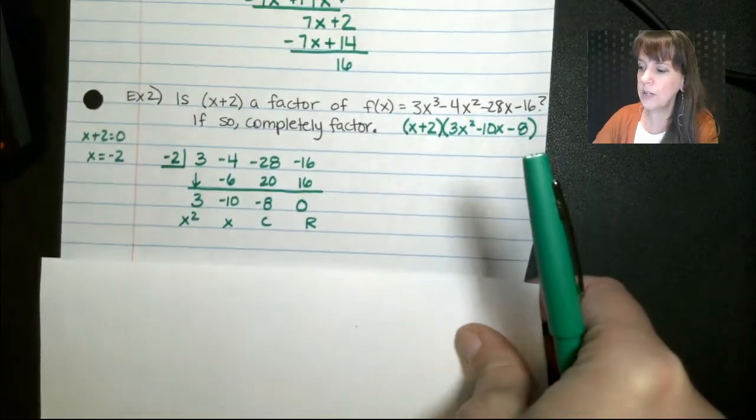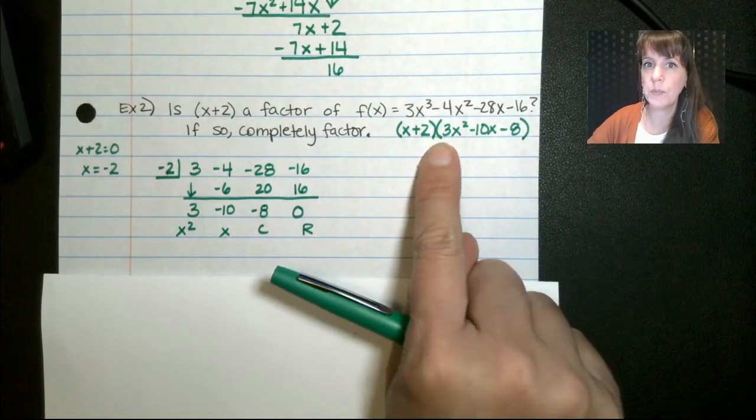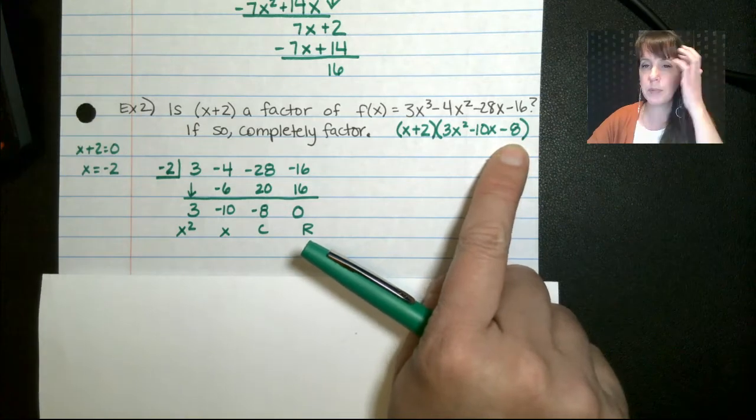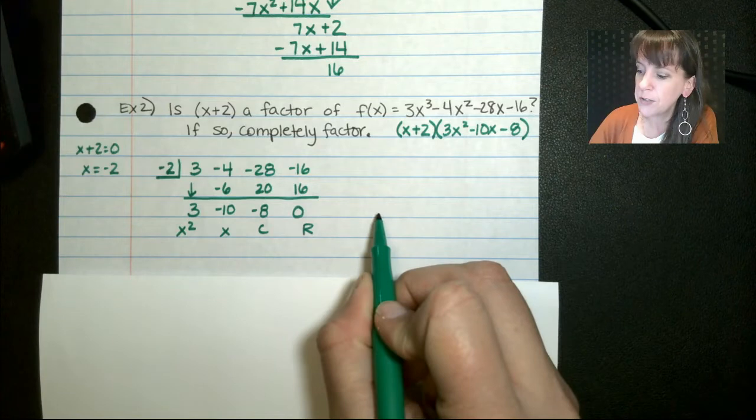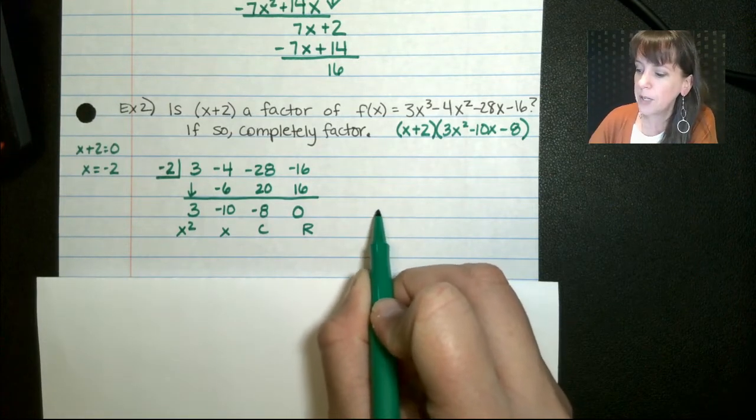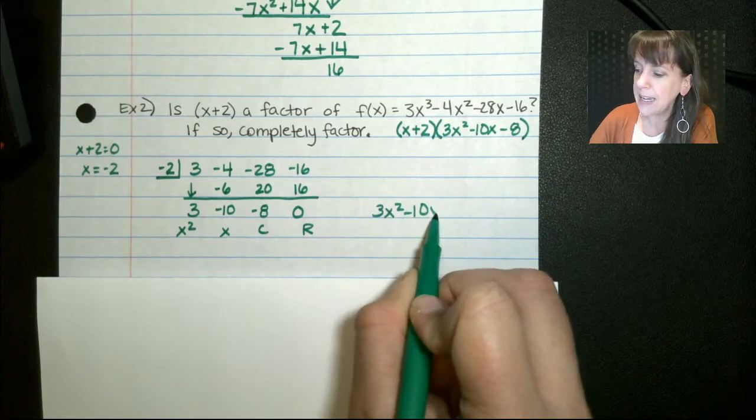Okay, so now have we completely factored this? No, because I see that we have a polynomial or a trinomial here, right? A quadratic that we can factor. So let's go ahead and do that. I'm going to do a little side work here. 3x squared minus 10x minus 8.